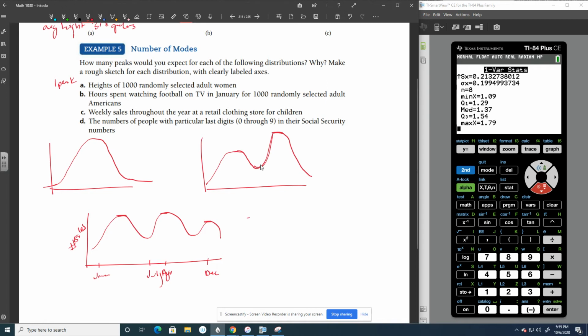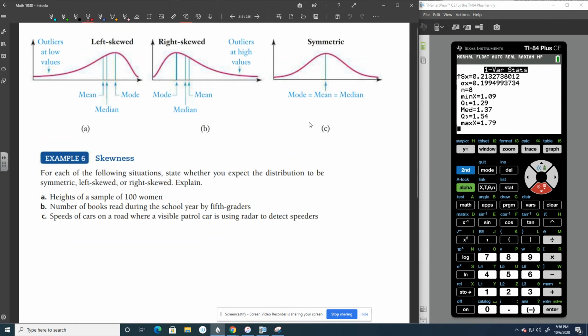You've got a lot of people that end with a 0 and 1 and 2 and 3 and 4 and 5 and 6 and 7 and 8 and 9. There's not really a reason why there would be more of one than another. So this one, I don't think there would be any peaks. I think it would be just a pretty flat graph. I don't think you're going to have a lot of social security numbers ending with a certain value. Okay. All right, moving on.